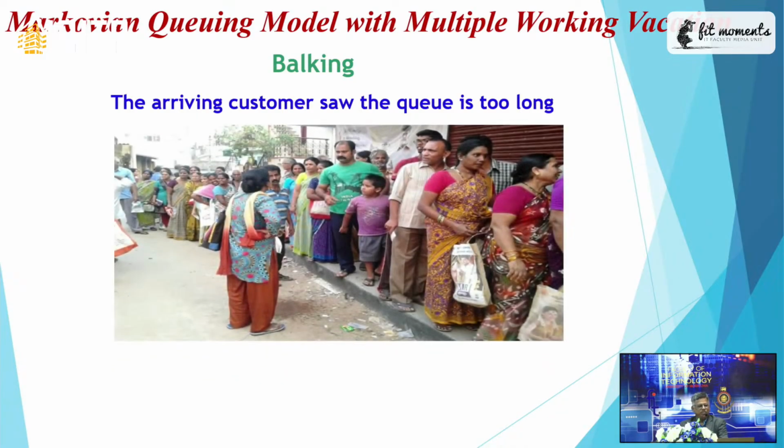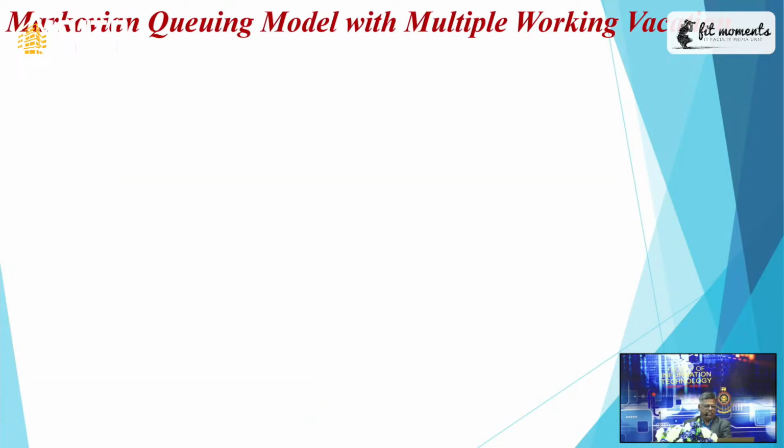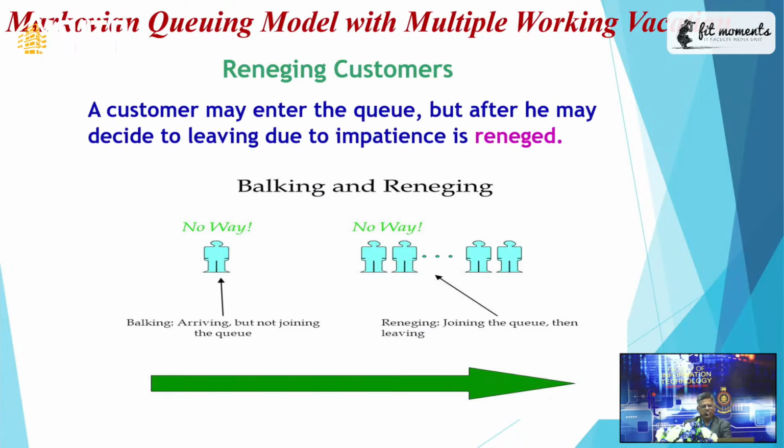What is balking? The arriving customer sees the queue is too long. If the customer decides not to enter the queue upon arrival, it is called balking. The customer checks, sees the queue is too long, then returns. This is called balking. Suppose the customer sees the queue and enters into the queue, waits for some time and leaves the system out of impatience. This is called reneging.